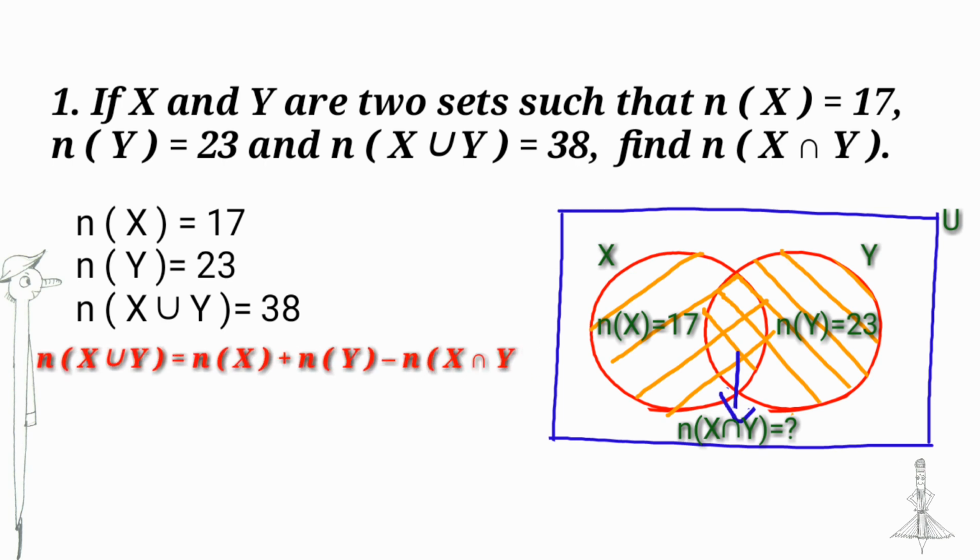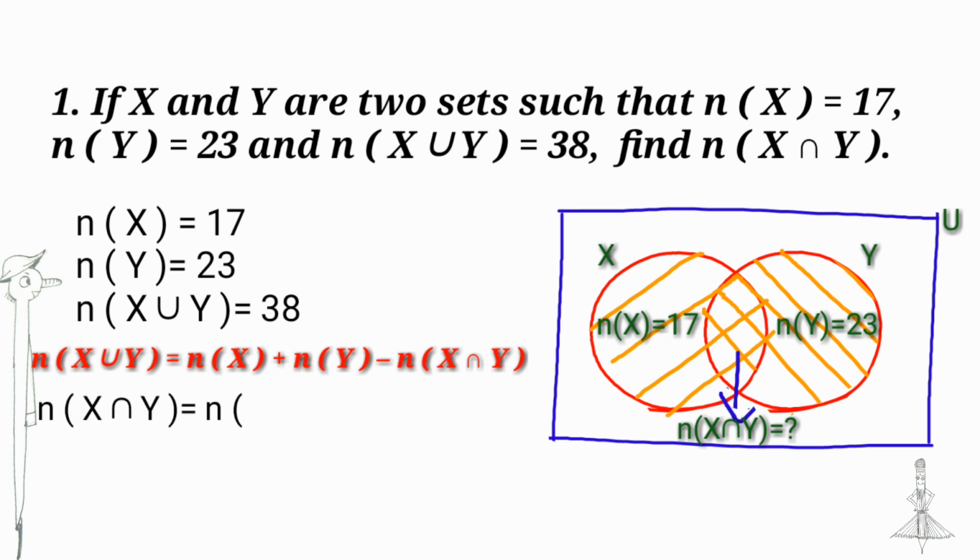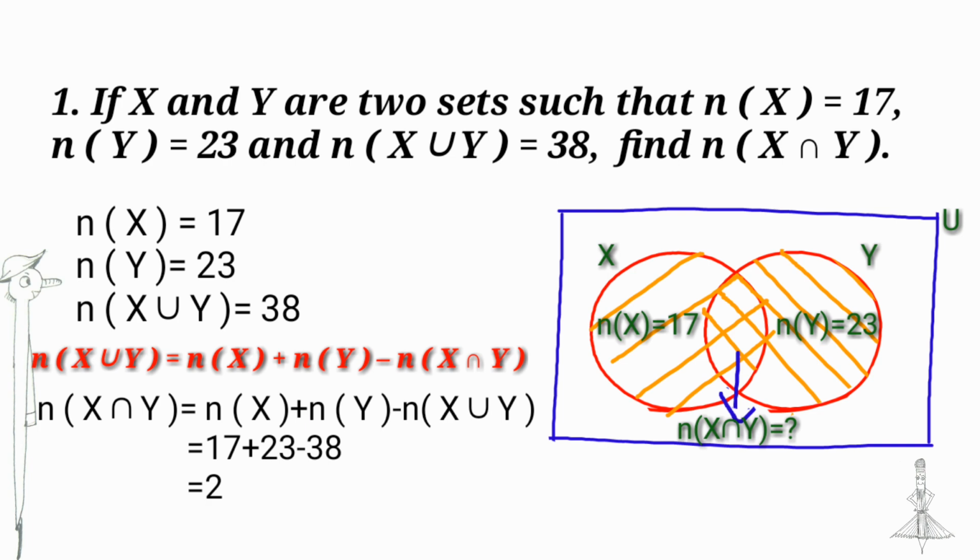We know the number of elements in X union Y is equal to the number of elements in X plus the number of elements in Y minus the number of elements in X intersection Y. Substituting the values, we get the number of elements in X intersection Y is equal to 2.